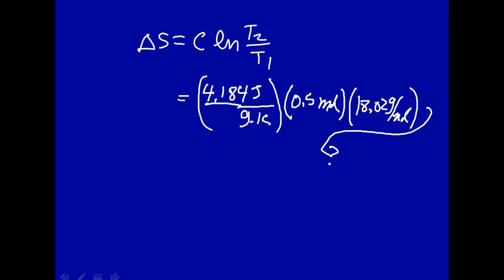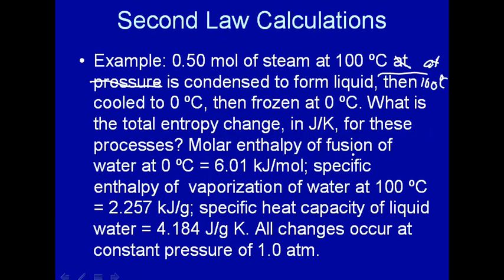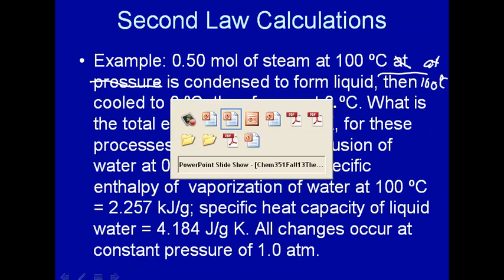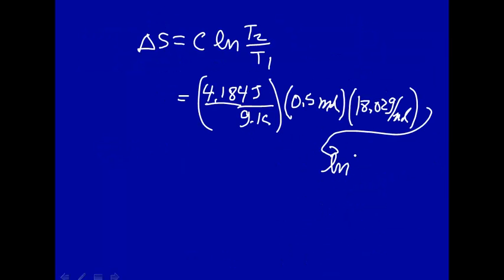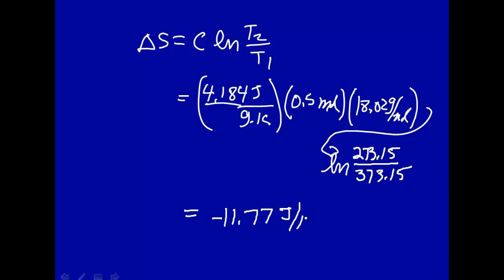Sorry, I'm running out of room here. Times the natural log of the final temperature over the initial temperature. Final temperature was 0, initial temperature was 100. Again in Kelvin, don't forget Kelvin, the final temperature is 273.15 and the initial temperature was 373.15. Put these numbers into a calculator and you get minus 11.77 joule per Kelvin. Again, it's negative.